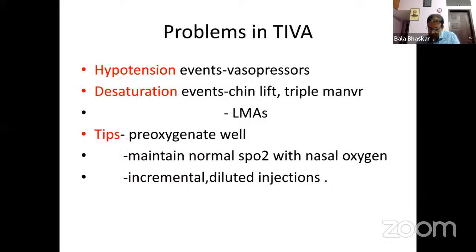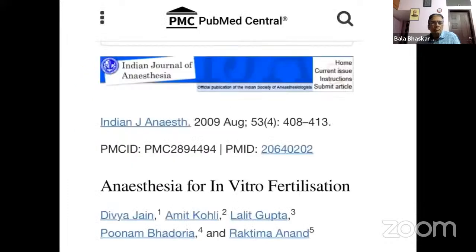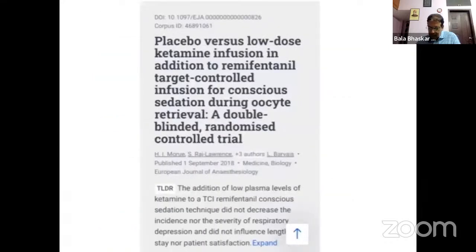I usually load fentanyl in a 10 ml syringe at 10 mcg per ml, and I give it slow IV, and take a 30-second break. Then I load midazolam 1 milligram per ml, and I give it and take a 30-second break. Then I give boluses of propofol with intervals. This would prevent the desaturation events. This article of Indian Journal of Anaesthesia in 2009 suggests the above protocols. And this article suggests low dose ketamine in addition to remifentanil. Of course, we are using fentanyl for oocyte retrieval.